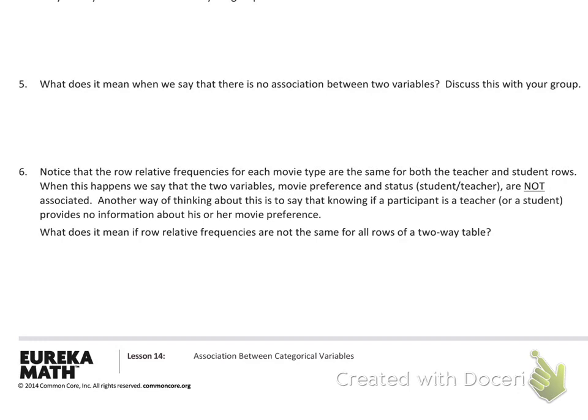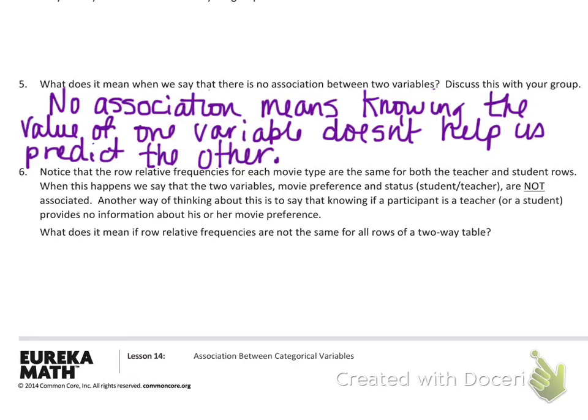Okay, so no association between two variables would mean that knowing one doesn't help us to predict the other one. So knowing if someone's a student or teacher does not help us to predict whether they're going to prefer action or drama or comedy or science fiction. So let me write that. Okay, so look at number 6.